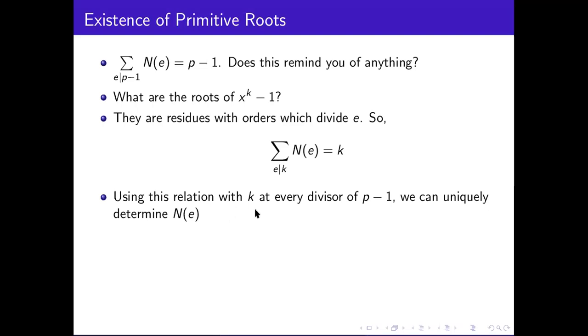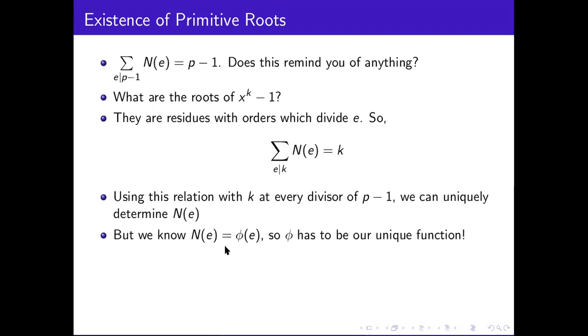We don't know what it is yet, but we know that phi of e is a valid function. And since n of e is uniquely determined, phi has to be the unique function. So we know that n of e is equal to phi of e for every single value. In particular, n of p minus 1, which is the number of primitive roots, is equal to phi of p minus 1. So those were the main steps of our proof.